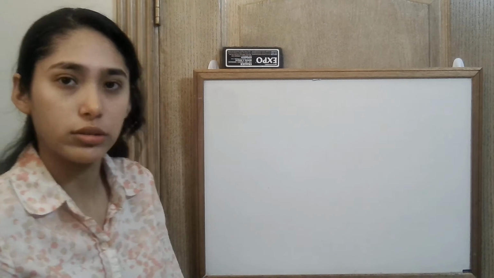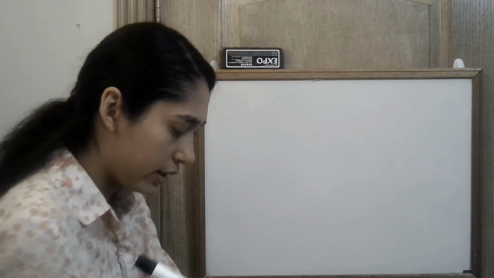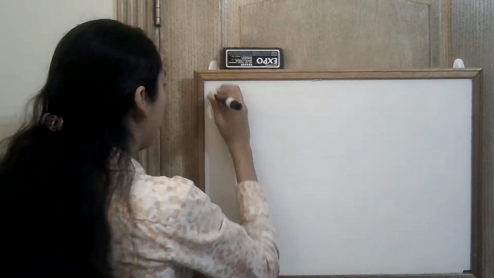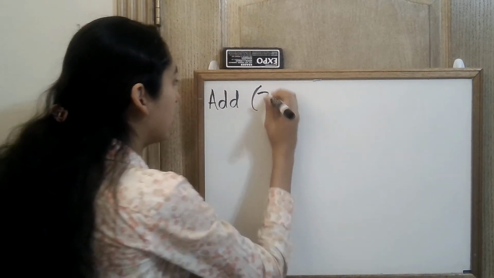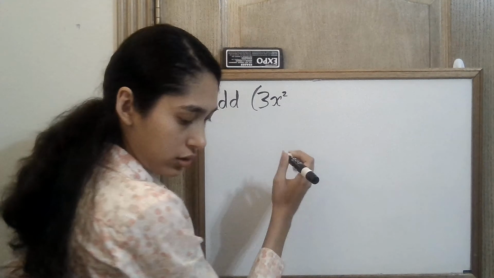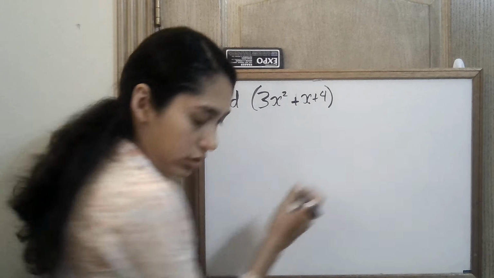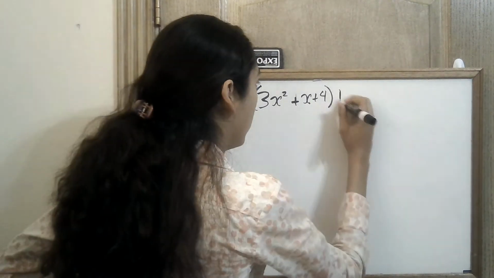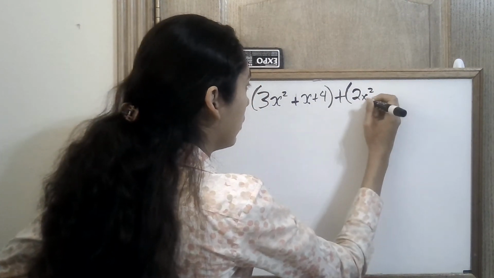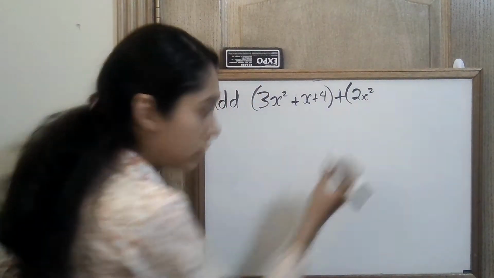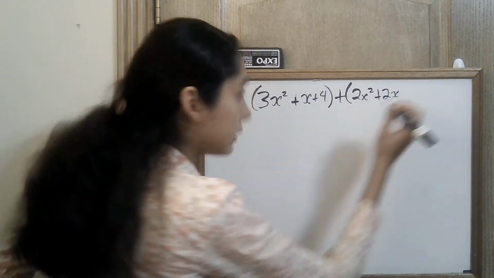So we are going to, let's see if I can get this closer. Alright. We are going to add 3x squared plus x plus 4 to 2x squared plus 2x minus 16.